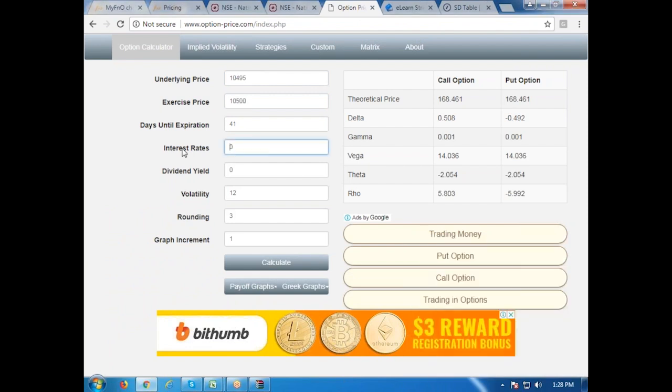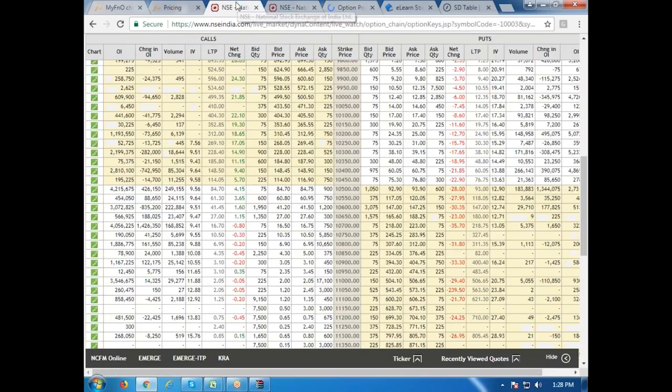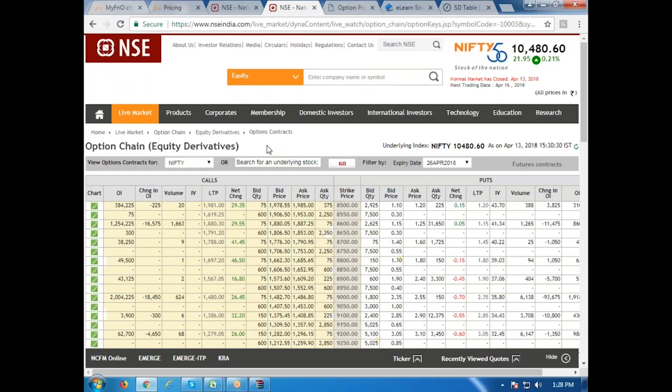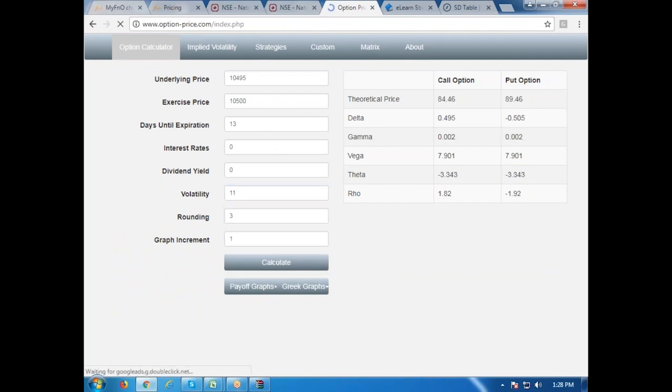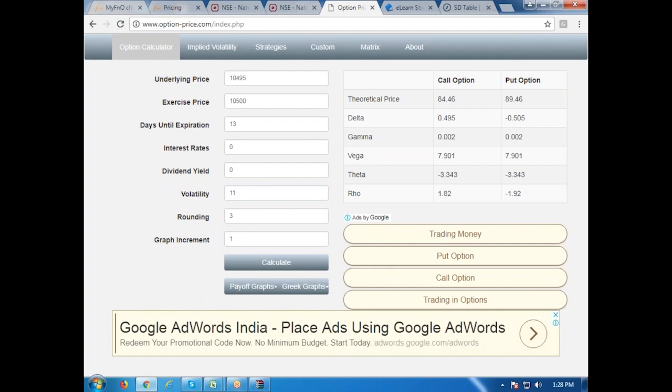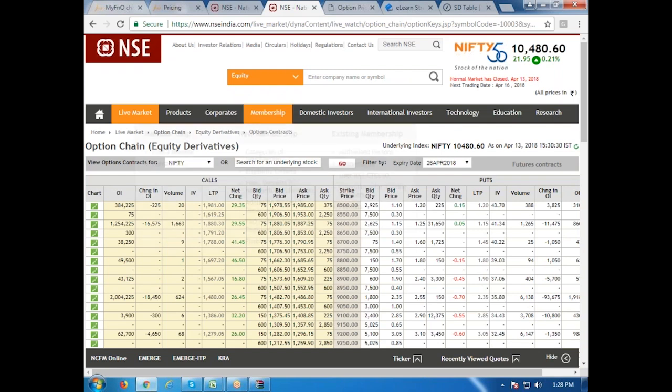13 तारीख, 13 और 13, 26:00। वोलेटिलिटी का 12 रखते हैं, तो 500 का कॉल का प्राइस आ जाएगा 92। What is the price running? 84 रुपीज चल रहा है, तो I have to change the volatility to 11. So this is the volatility currently, 11 वोलेटिलिटी चल रहा है, तो 84 रुपीज is the price which is matching through this price. So 11% is the volatility in Nifty.